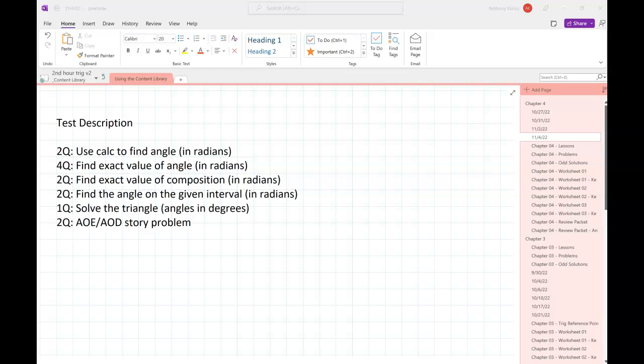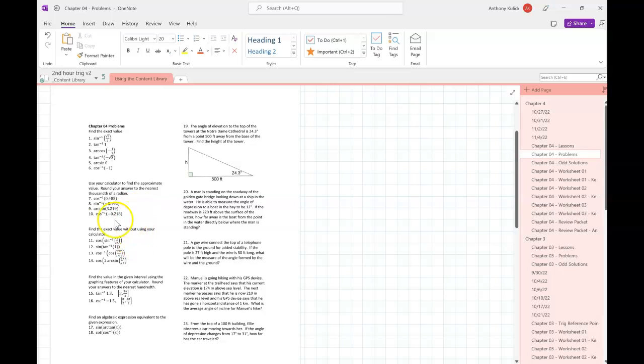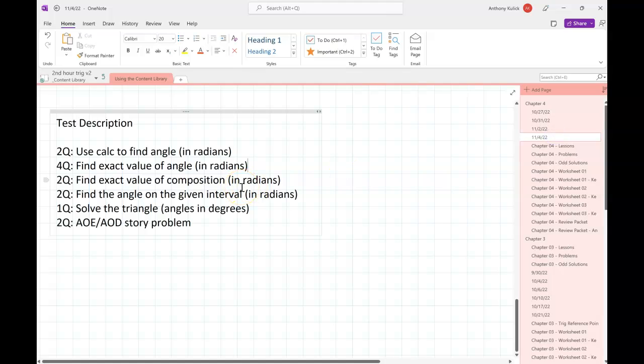Two questions where I ask you to find the exact value of a composition. What do I mean by that? Like we're talking about things like problems 11 to 14. We did some examples of those last time in class. Again, what do you need to do those problems? You've got to remember the ranges. And because it's an exact value, what else are you going to be using? The unit circle.